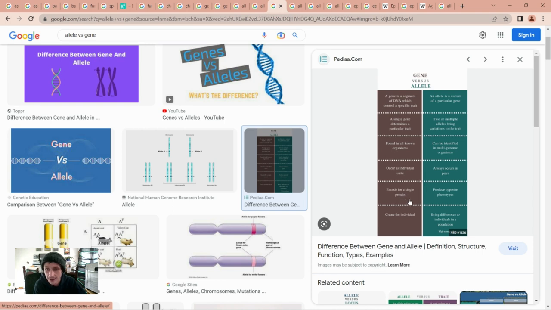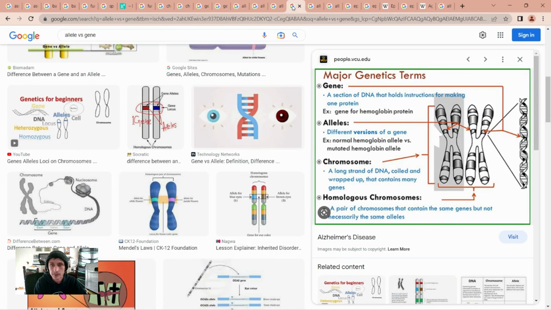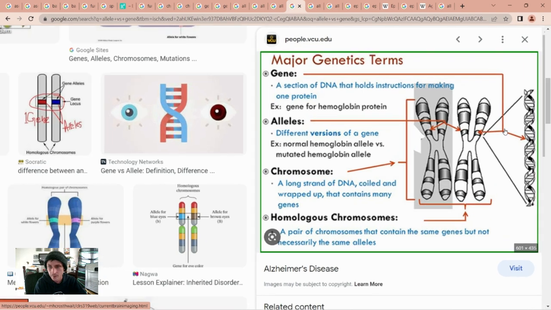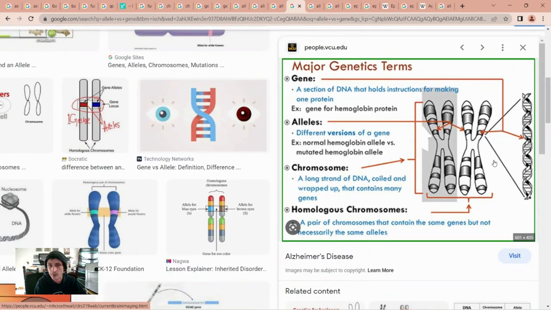Alleles encode for a single protein, produce opposite phenotypes, create the individual, and bring differences to the individuals and populations. So a gene, this is a good example, is a section of DNA, and an allele is a different version of the gene. A chromosome is a long strand of DNA coiled and wrapped up that contains only genes.